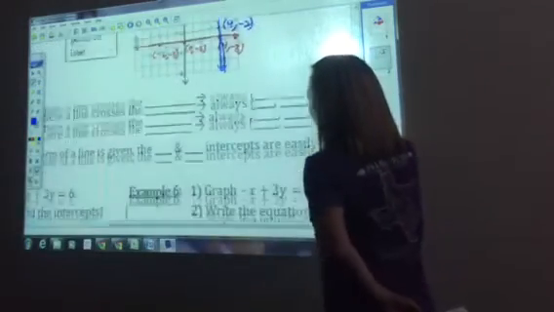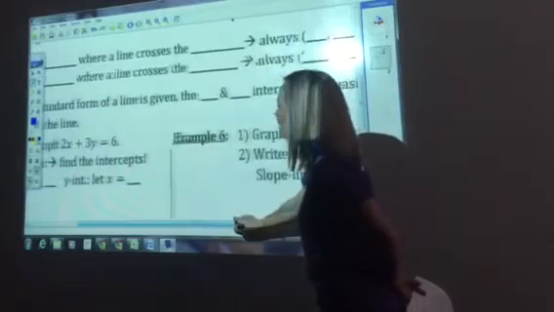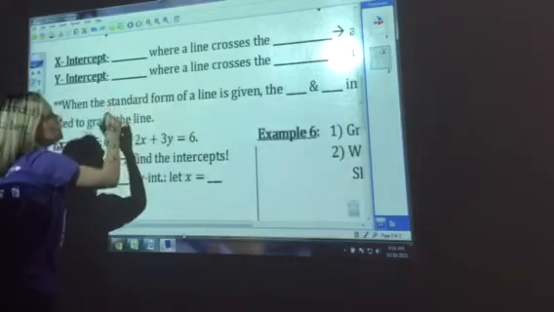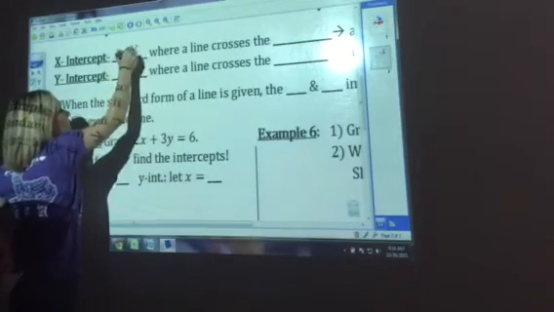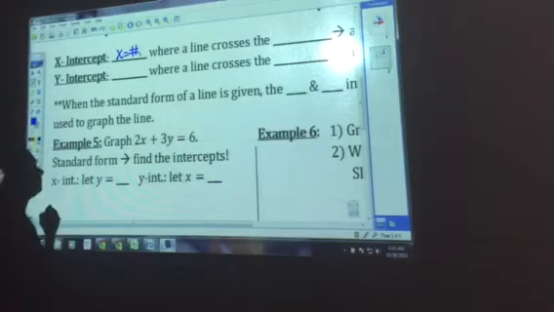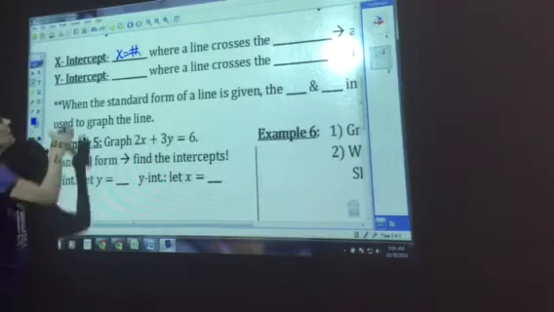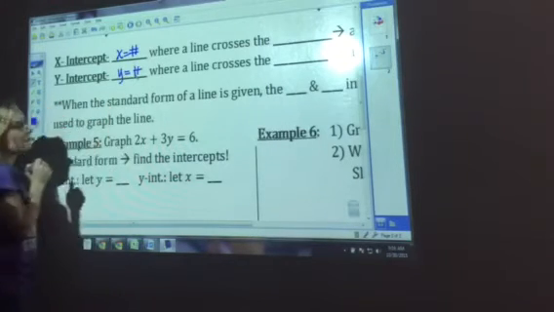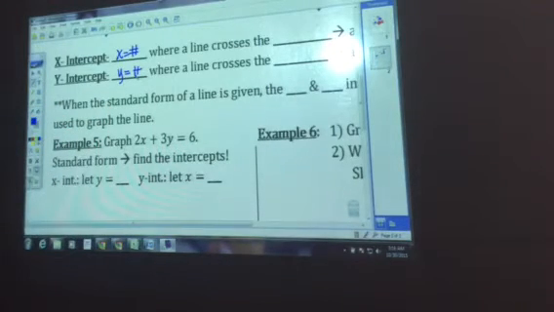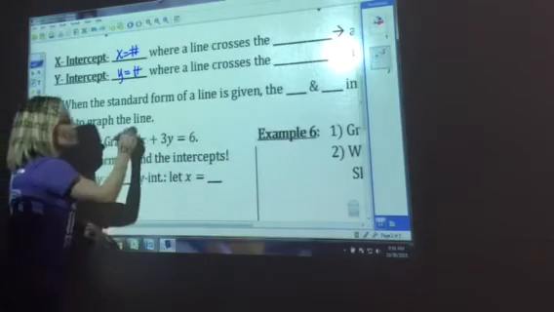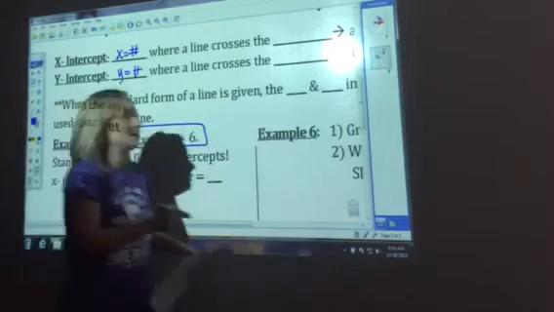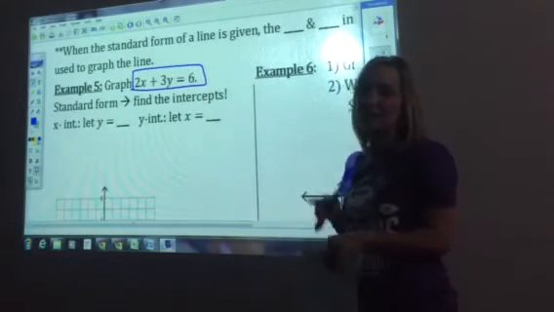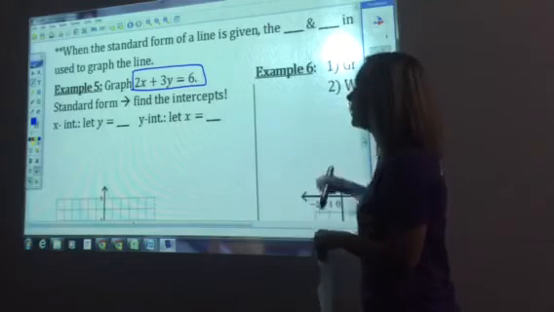The next thing I want to talk about is graphing whenever they give you x and y intercepts. The x-intercept is x equals a number. Remember, it's where the line crosses the x-axis. The y-intercept would be y equals a number, and that's where the line crosses the y-axis. If it's in standard form, you do not have to worry about putting it in y equals mx plus b. You can just find the x and y intercepts, which would give you 2 points for that line.